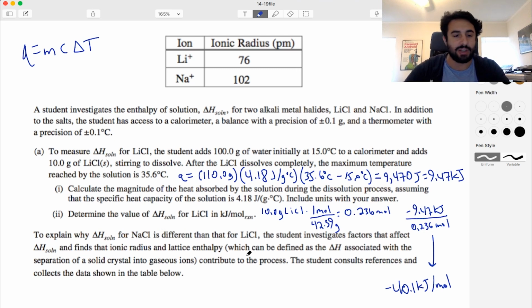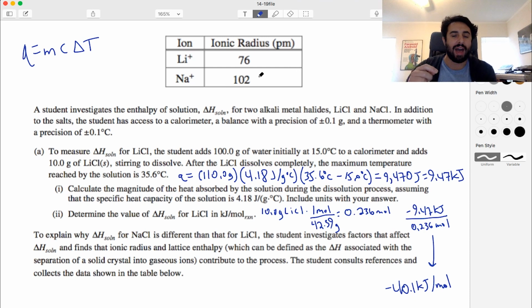Now, to explain why delta H for NaCl is different than that for LiCl, the student investigates factors that affect delta H solution and finds that ionic radius and lattice enthalpy, which can be defined as the delta H associated with the separation of a solid crystal into gaseous ions, contribute to the process. The student consults references and collects the data, this data here. So we're talking about lattice enthalpy and ionic radius.